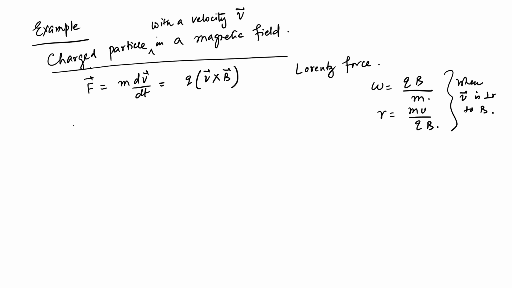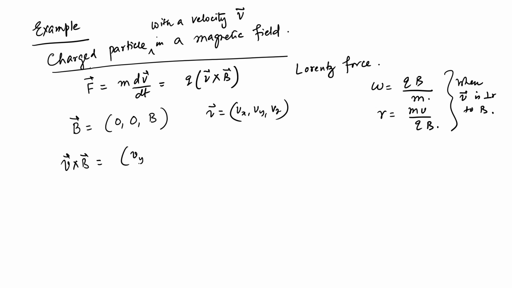So, now we will try to arrive at a full solution. As a simplification, let us assume that B is fully in the z direction, that is, there is no component along x and y, and V of course has all three components Vx, Vy and Vz. And we have this V cross B that comes out as Vy B, Vx B and a 0.